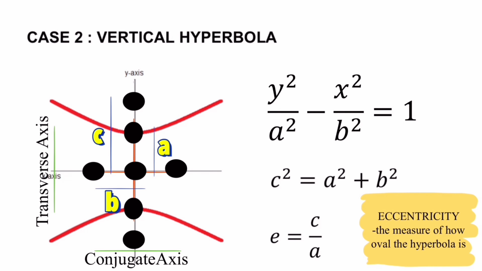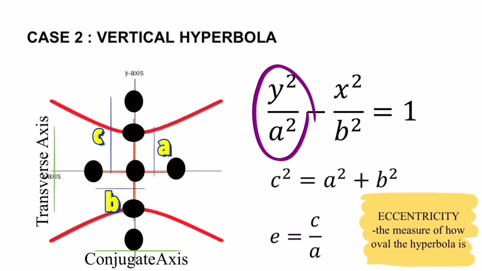We also remember that the standard formula for a vertical hyperbola is y squared over a squared minus x squared over b squared equals 1. Now please notice that our vertex is on the vertical axis. That's the reason why our a is under the y. Remember, y means up or down. And that's the reason why the a squared is located under the y squared. Now, we also remember that our y squared over a squared is positive because this is a vertical hyperbola.